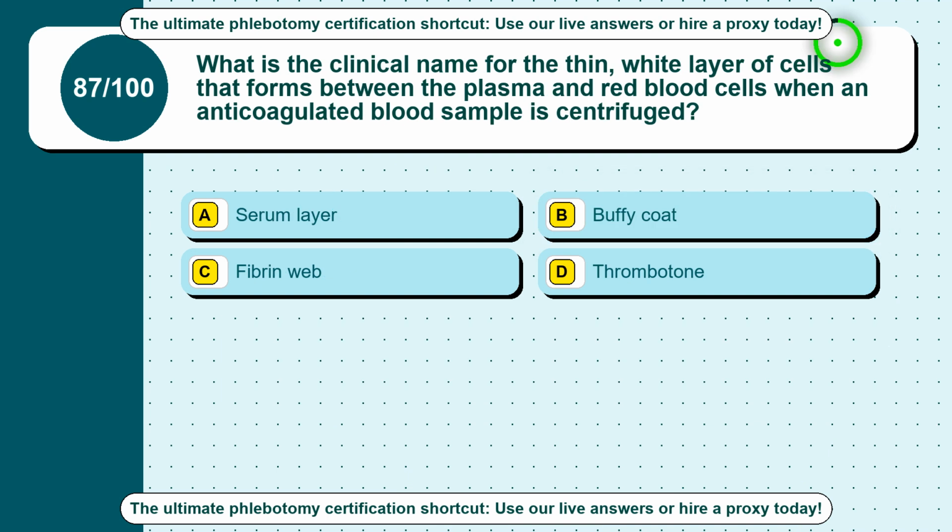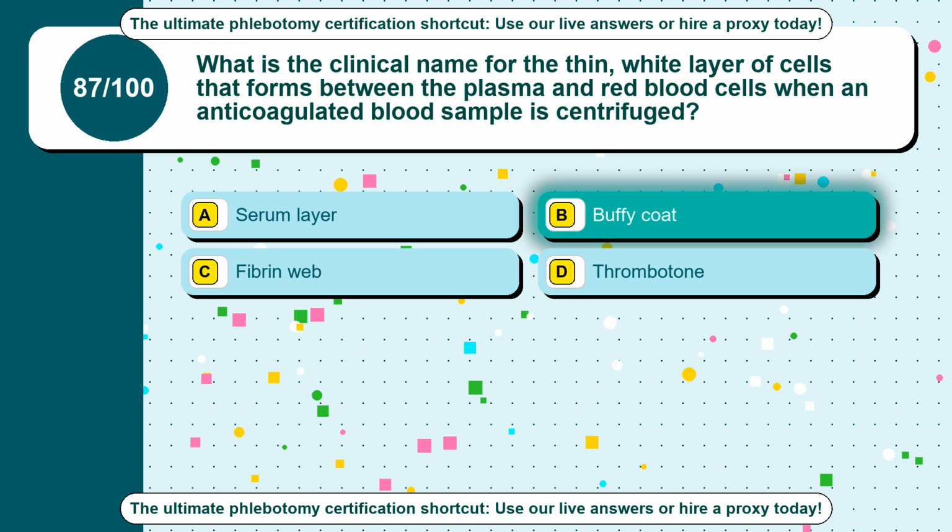Question 87. What is the clinical name for the thin, white layer of cells that forms between the plasma and red blood cells when an anticoagulated blood sample is centrifuged? Option A, serum layer. Option B, buffy coat. Option C, fibrin web. Option D, thrombotome. The correct answer is option B, buffy coat.